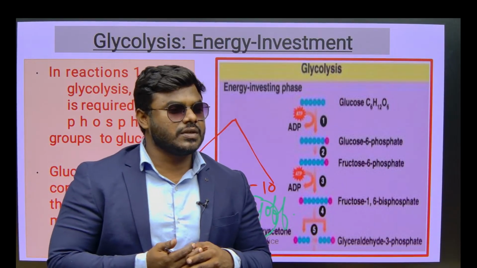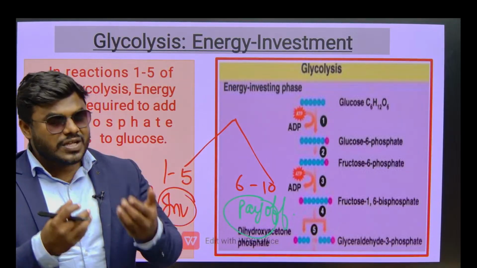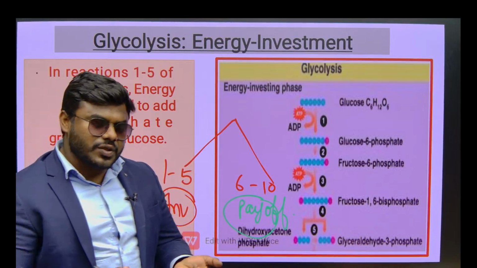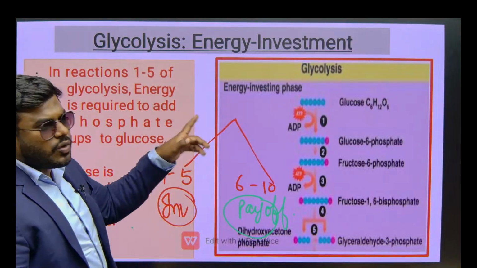What do I require first? Capital, correct na? First I will invest the capital. Once my business is going well, I will get back my capital. Along with my capital, I will also get profit. Correct na? So what is the ultimate goal of glycolysis?